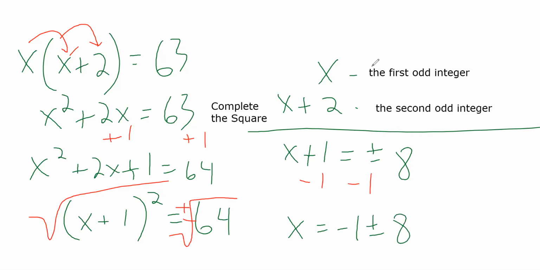That's kind of why completing the square is really nice, it really worked out in this situation. There are two paths we can go down here. We can do -1 plus 8, and -1 minus 8, and that's going to give us 7, and not 9, but -9.